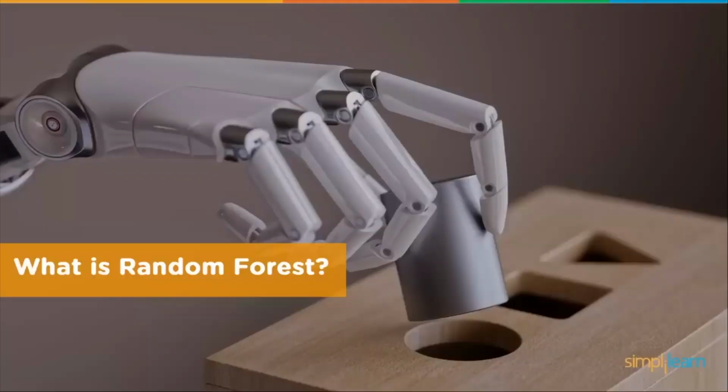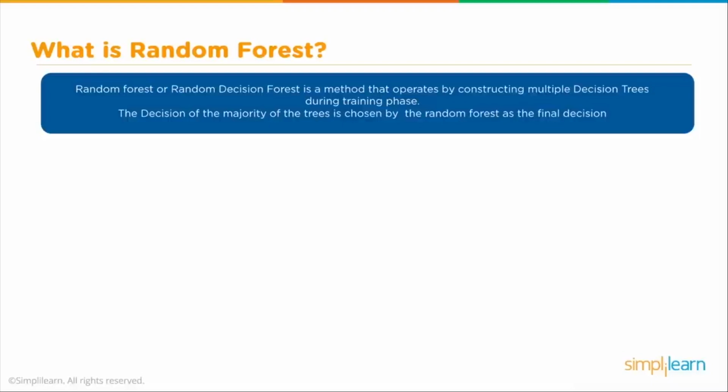Let us dig deep into the theory of exactly how it works. Let's look at what is random forest. Random forest, or random decision forest, is a method that operates by constructing multiple decision trees. The decision of the majority of the trees is chosen by the random forest as the final decision.